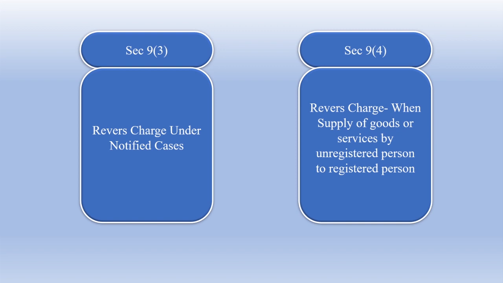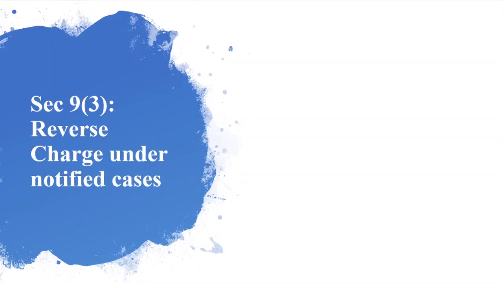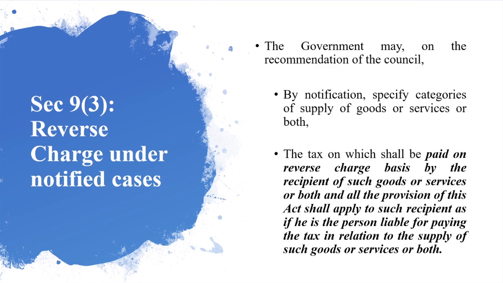So let's see section 9 subsection 3 of the CGST Act 2017, which is saying that the government may, on the recommendation of the council, by notification, specify categories of supply of goods or services or both, the tax on which shall be paid on reverse charge basis by the recipient of such goods or services or both, and all the provisions of this Act shall apply to such recipient as if he is the person liable for paying the tax in relation to the supply of such goods or services or both.